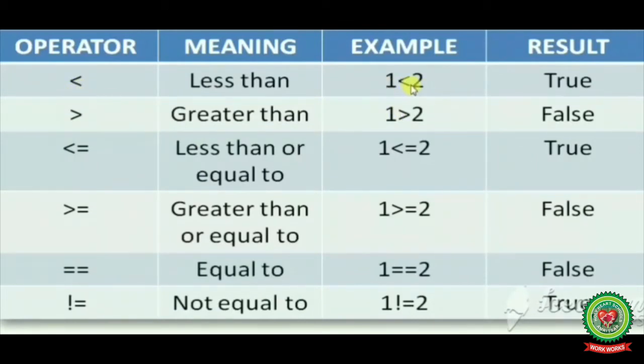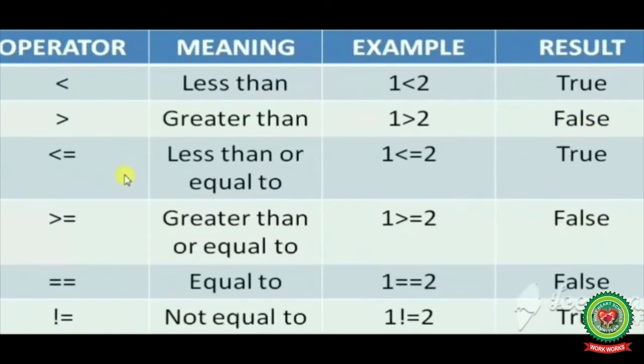1 is less than 2? Yes. So our result is true. Greater than. 1 is greater than 2? No. So our result is false. Number third, less than or equal to. Now you can see 1 is less than 2? Yes. But 1 is not equal to 2. But here one of our conditions is satisfied. So our result is true.